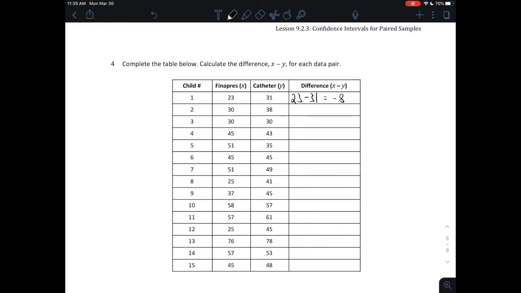For child number 2, that would be 30 minus 38. And that would also be negative 8. And for child 3, that would be 30 minus 30, which is just 0.